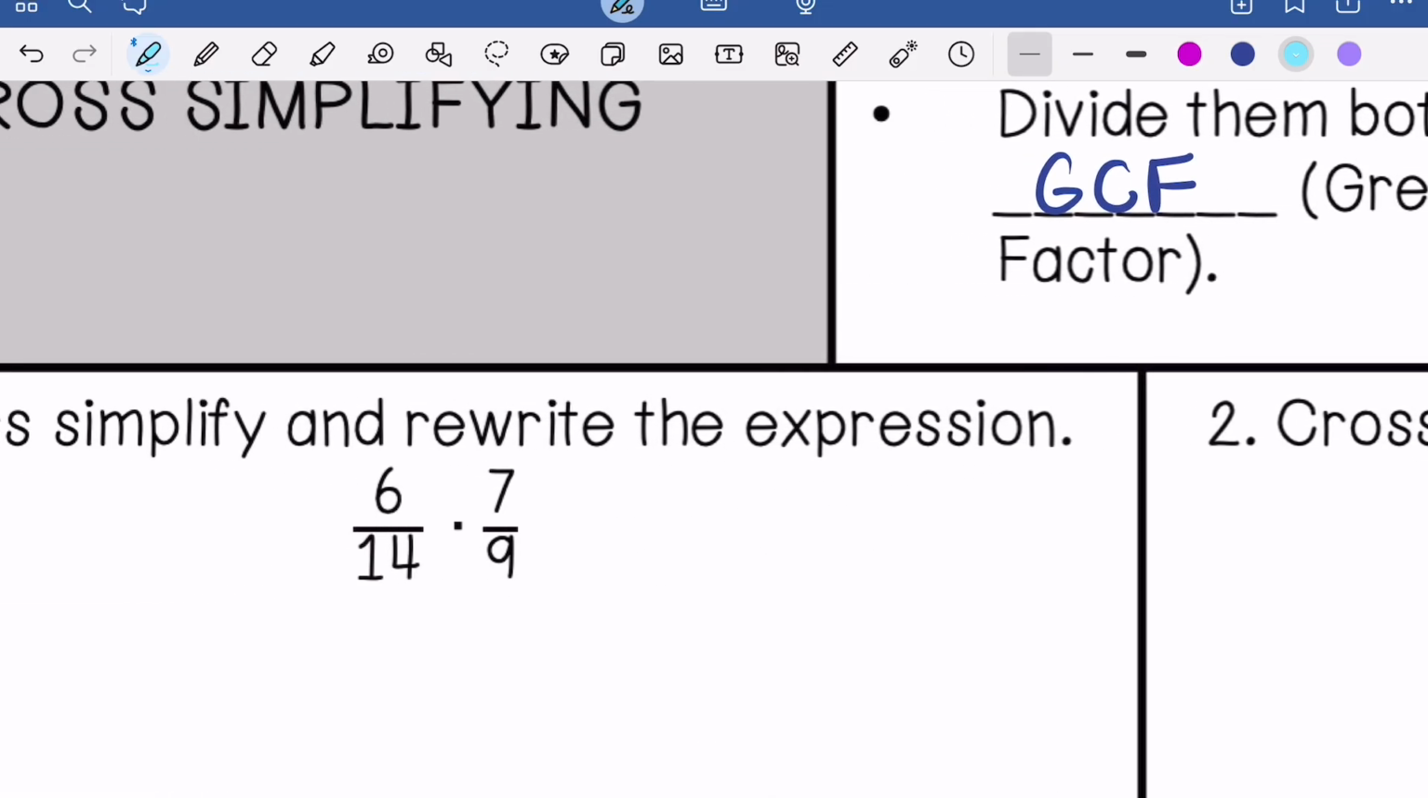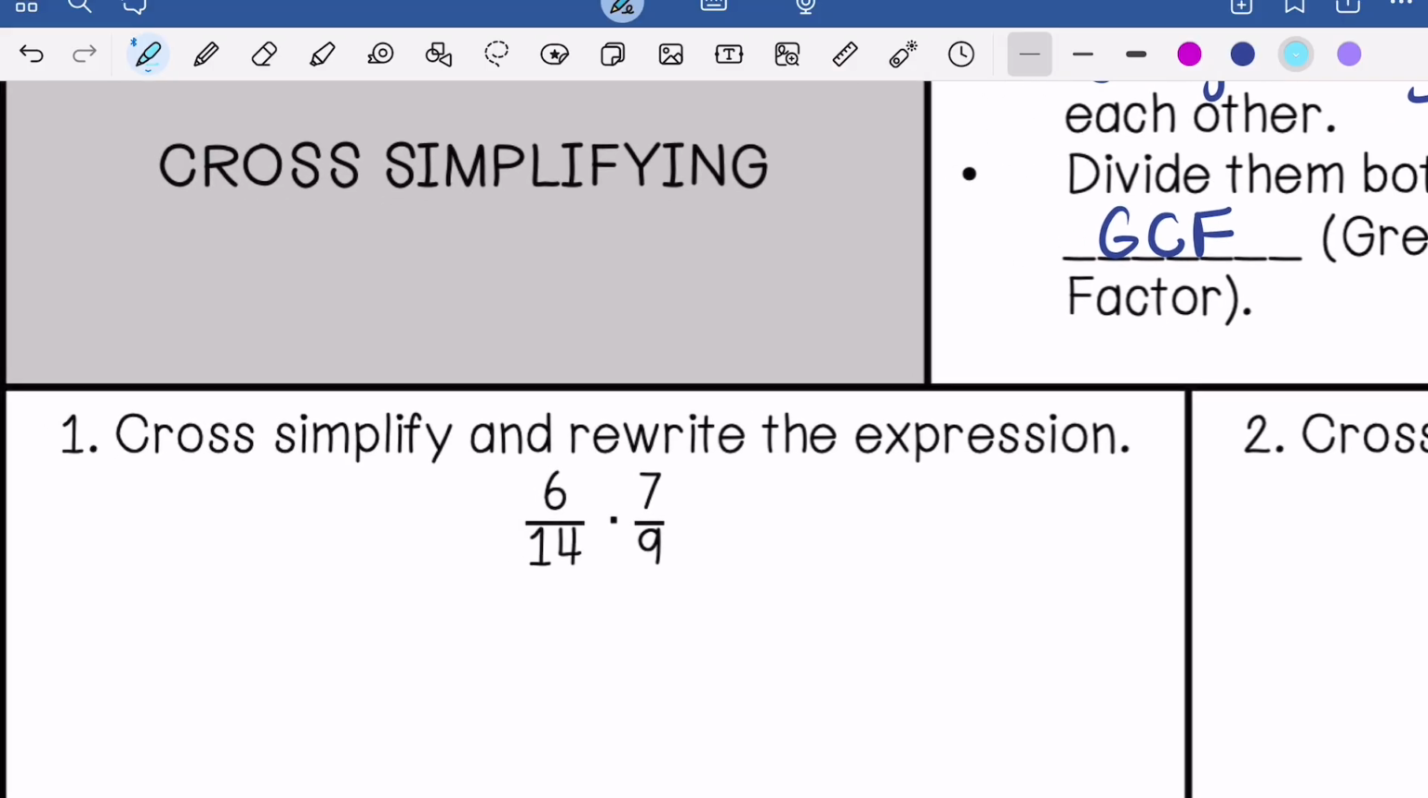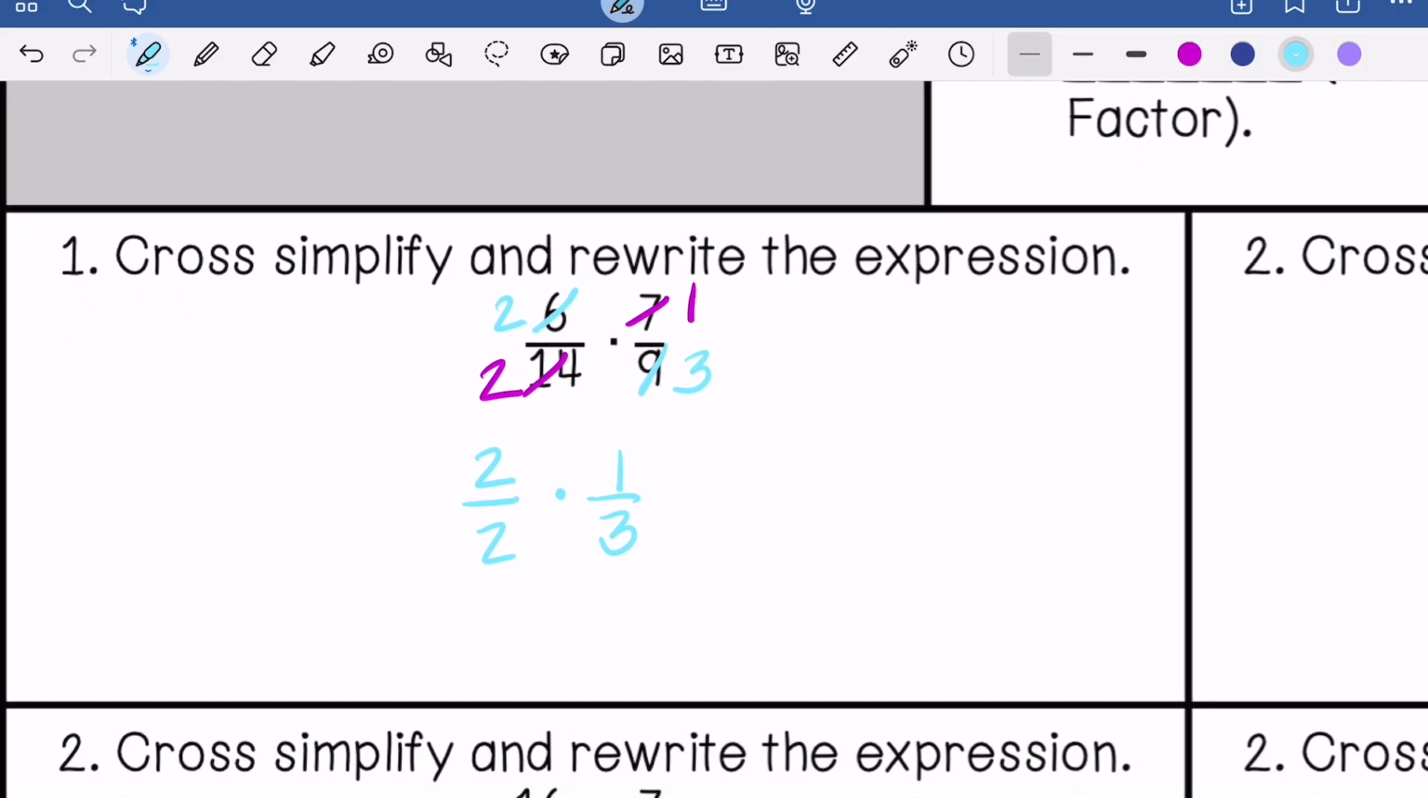All right, let's do some practice problems together. If you want to pause it and then check with me, this would be a great time to pause it. 14 and 7, we can divide those both by 7. 6 and 9, we can divide those both by 3. This becomes 1 times 1/3.